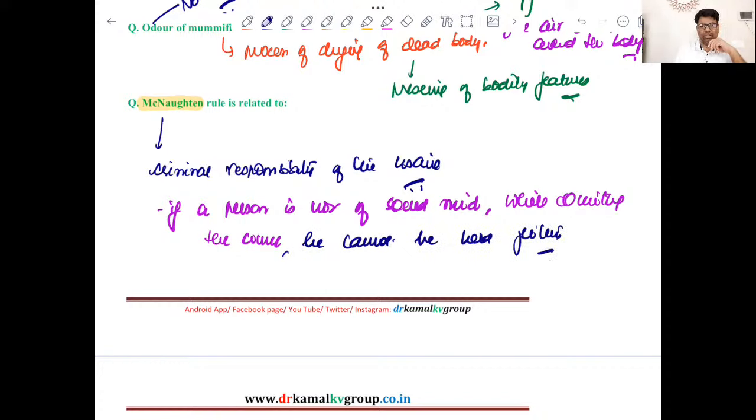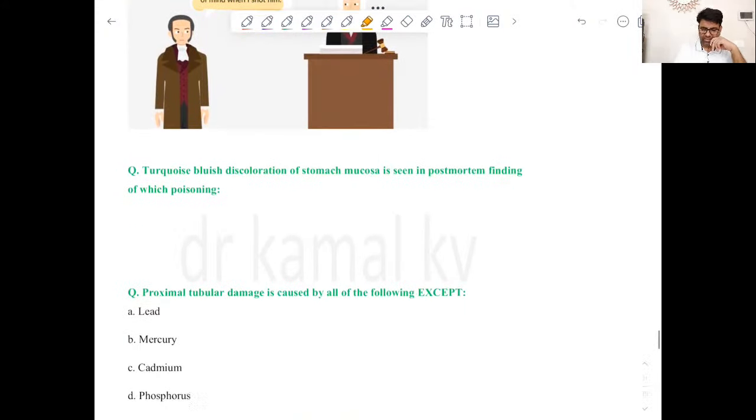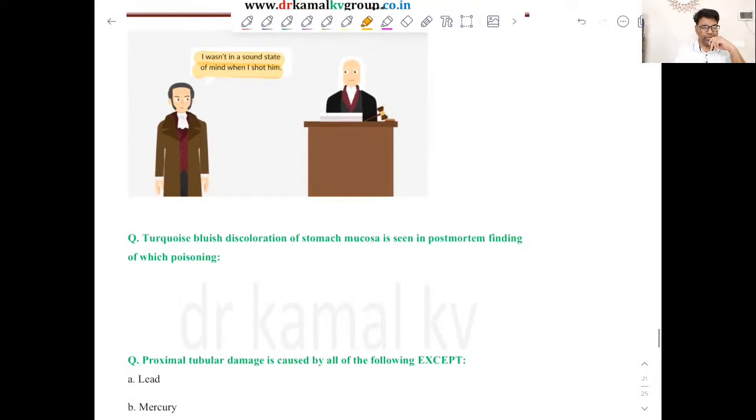So this is in short what I have written. If a person is not of sound mind, he cannot be held guilty for the act he has done. I have kept an image, like, I wasn't in a sound state of mind when I shot him, so all this will go in defense of the accused. So that is McNaughton's rule.